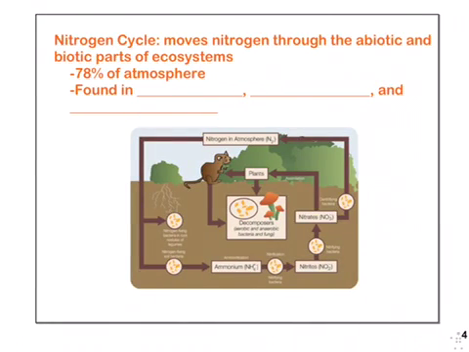All right, the last one is the nitrogen cycle. The nitrogen cycle moves nitrogen through abiotic and biotic parts of the ecosystem. 78% of your atmosphere around Earth is made up of nitrogen. There is more nitrogen than oxygen in the atmosphere. There is more nitrogen than carbon dioxide in the atmosphere.